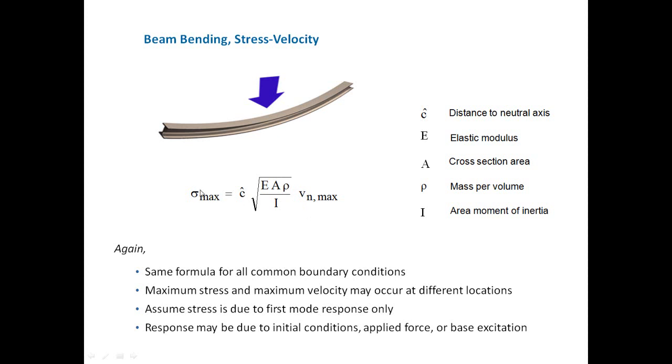And again, the maximum stress and maximum modal velocity may occur at different points. And for right now, we're still kind of just being simple and assuming that the stress is due to the first mode only. So in other words, the response of the beam, even though it's a continuous system, is just in its first mode, its first bending mode. And this formula will work for a variety of different excitation sources, including initial conditions like initial displacement, initial velocity, or applied force or base excitation.